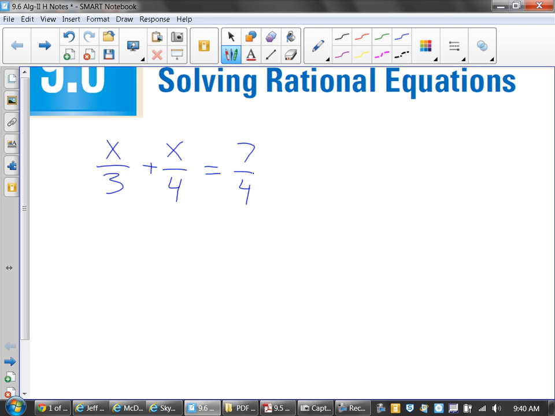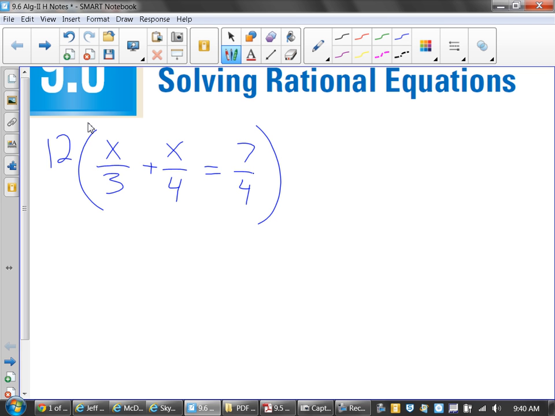In this case, what would be a common denominator of 3 and 4? 12. You're okay with that? So the least common denominator is 12? So here's what happens. I know that I can multiply everything here by 12 because that's the common denominator.